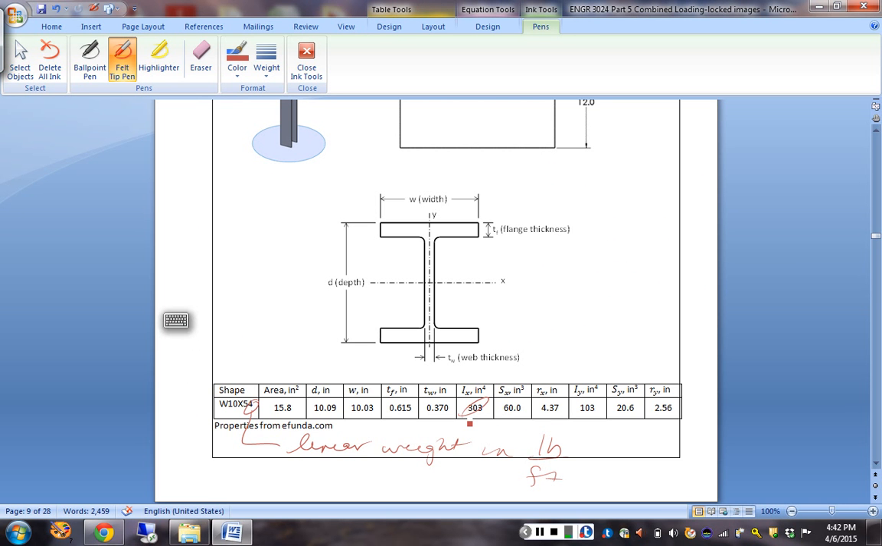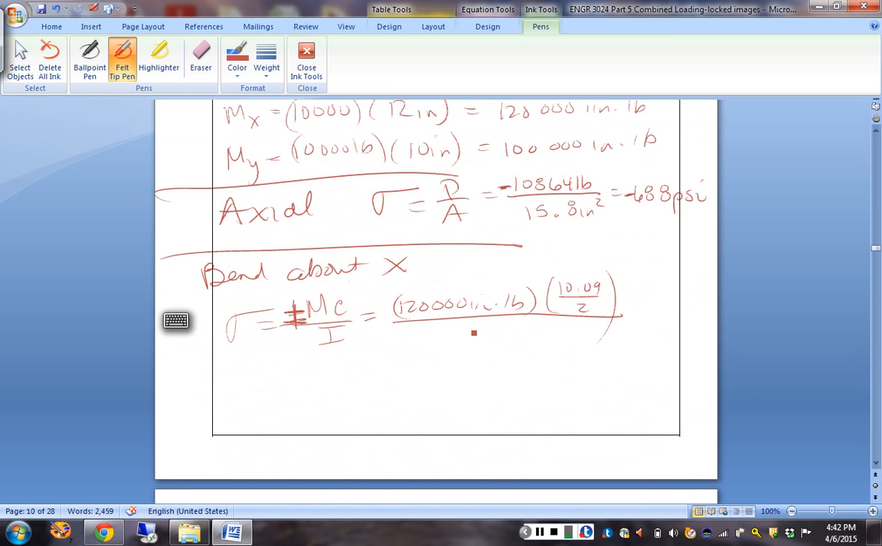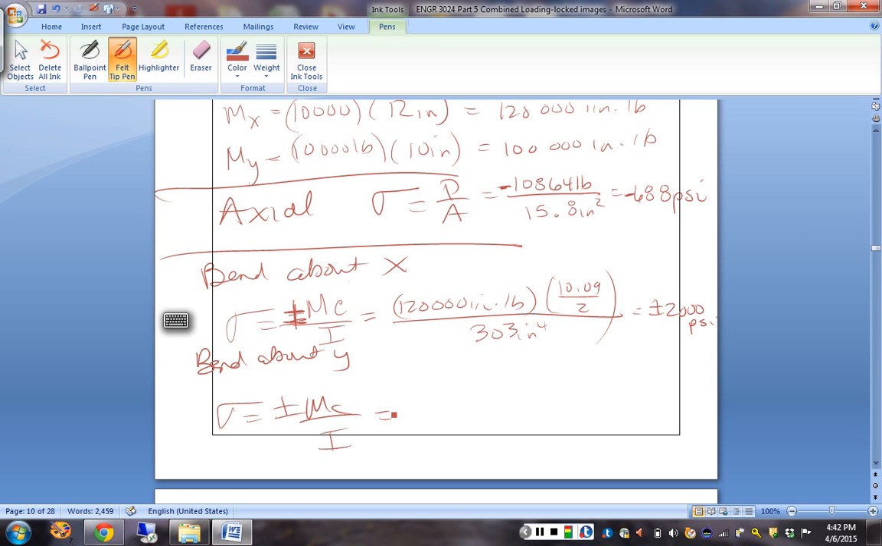That's right. So that is 303 inches to the fourth. So that number is plus or minus 2,000 psi. Now for bending about Y, we also have plus or minus MC over I with some different values. Miss Mitchell, what's that bending moment? About Y is 100,000. So that one's 100,000 here. What's my C?